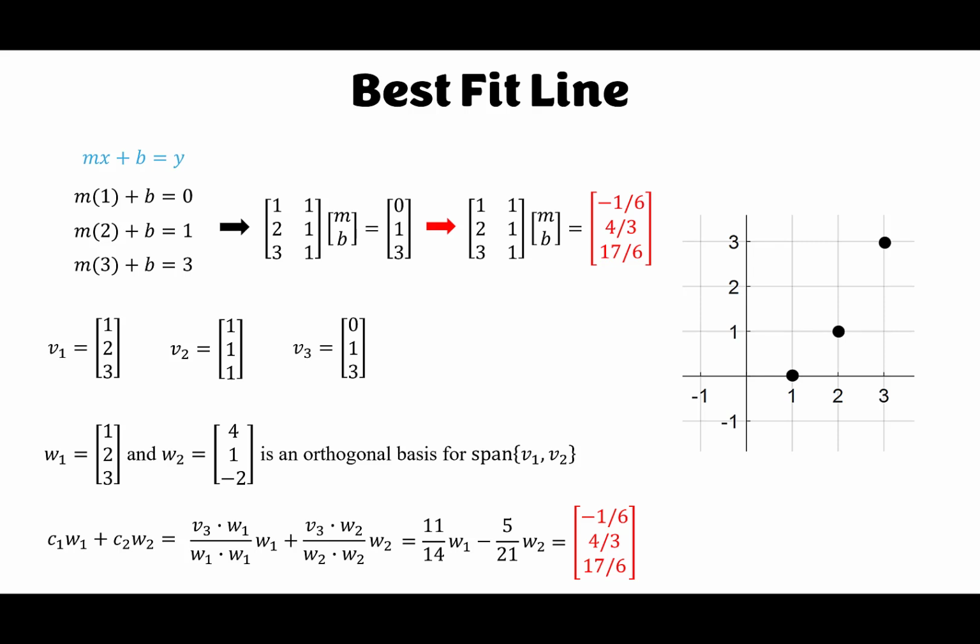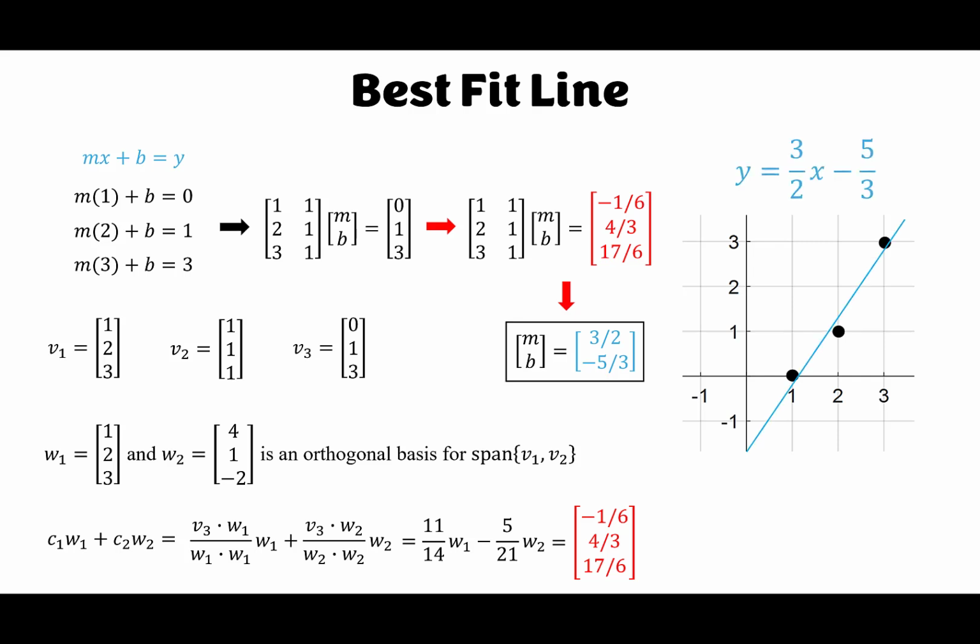So you could get the augmented matrix and reduce it to solve for m and b, and you'd get 3/2, negative 5/3. And so m is 3/2 and b is negative 5/3. That'd give you the equation of the line that best fits the data.